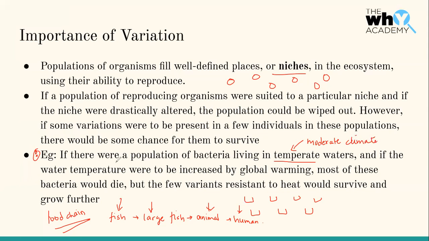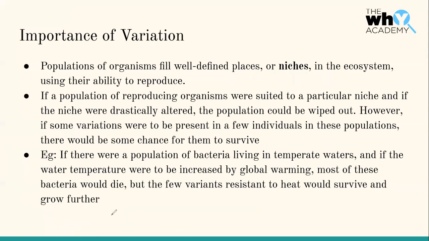And if the water temperature was increased due to global warming, most of the bacteria would die. But the few variants resistant to heat would survive and grow further. So what happens is, because of variation, there would be chances that some of the bacteria would get heat resistant, and those would be the ones who would be able to survive this change. This is just an example they have taken. We can take another example of what is happening right now. You can take the example of COVID, Omicron. Very beautiful example for the same thing.